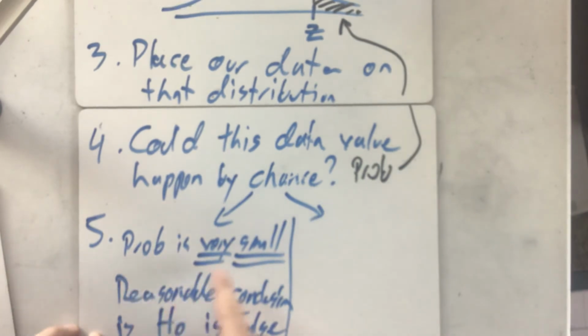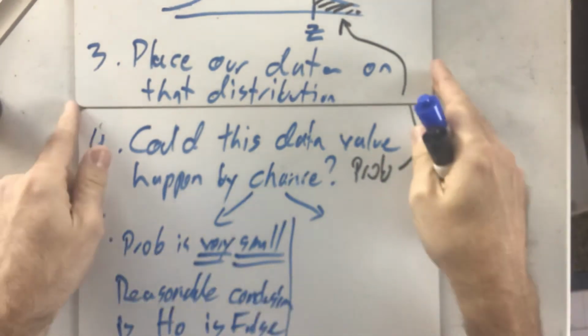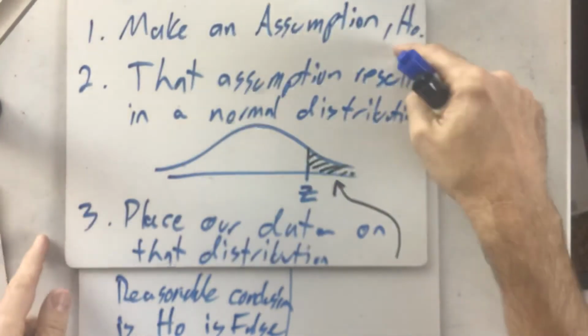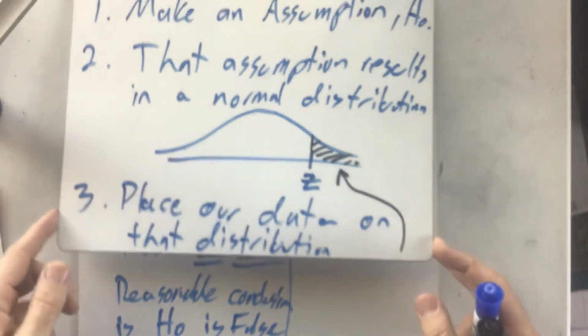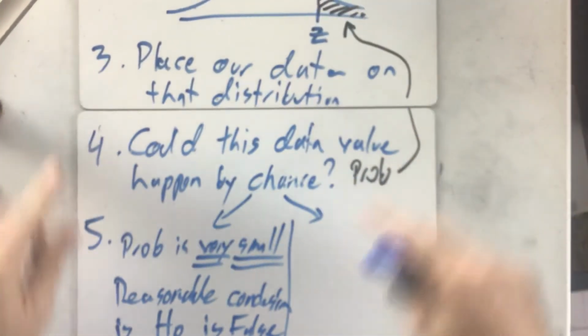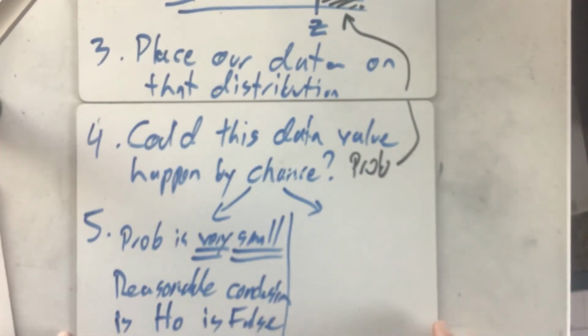And so if this probability is very small, then we say, well, we could have just gotten lucky and gotten like the 100 healthiest people in the world to take this medicine. But what's more likely is that the medicine actually made a difference, and that this assumption that we started with is a false assumption. Okay, so we come to one conclusion, and that is that H naught is false.